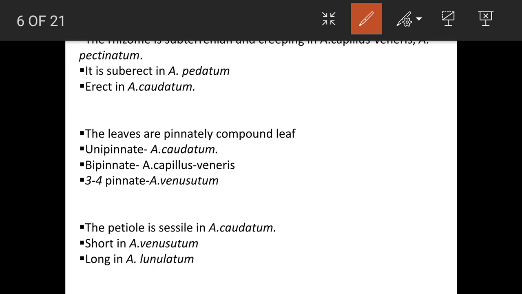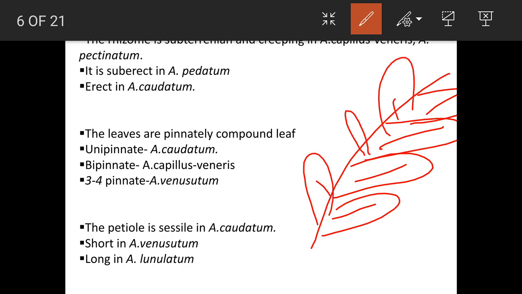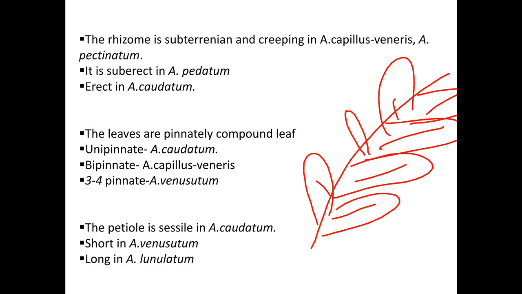pinnately compound. Pinna means feather, so what I am drawing here is the rachis, the main axis of the leaf, along which the leaflets are attached like feathers. That is why the leaves are said to be pinnately compound. In Adiantum caudatum, the leaves are unipinnate. In capillus-veneris, the leaves are bipinnate. In venustum, the leaves are 3 to 4 pinnate.